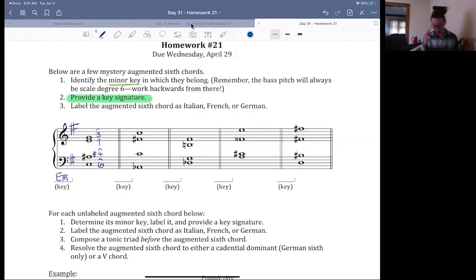Scale degree 3. So by checking back on your notes, that gives us a German augmented sixth chord. You don't have to resolve them. If you just give me the key signature, honestly, I'll be super excited. Give me a key signature, label the key, tell me what type of augmented sixth chord it is, and that's all.